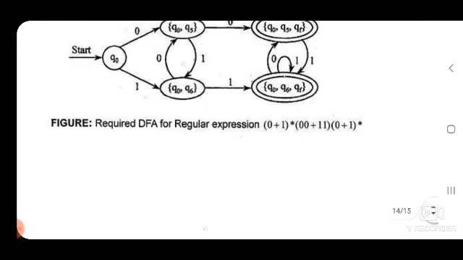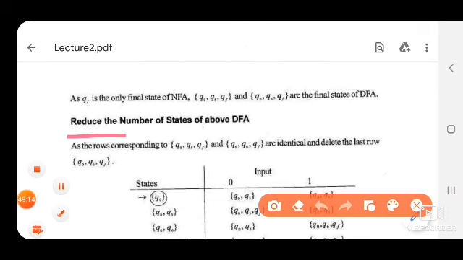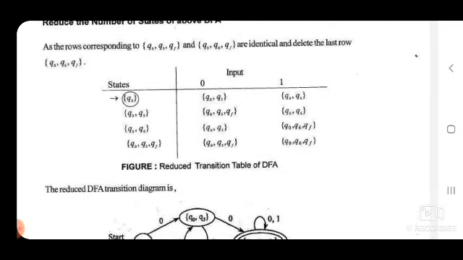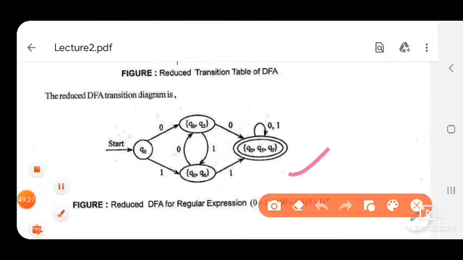So if there is a possibility to minimize the DFA, we have to try it. So here see, reduce the number of states of the above DFA. Okay. This concept you have also studied in unit 1. So by reducing states we will get this figure. In this figure you will see you have only 4 states, 1 2 3 4, and in the previous figure you have 5 states. So this is the minimized DFA. Okay.